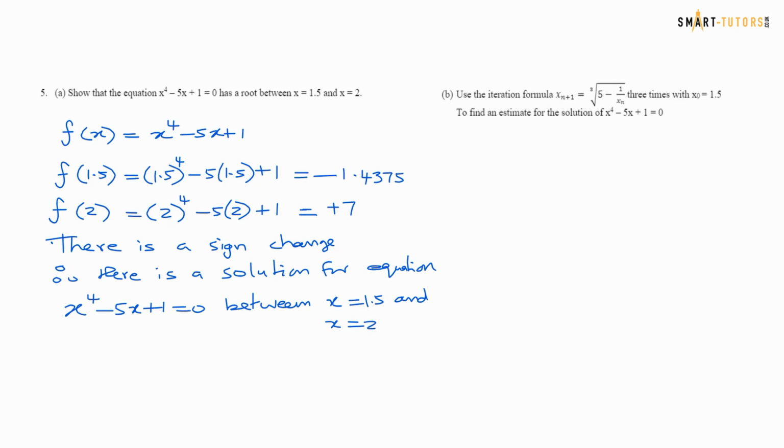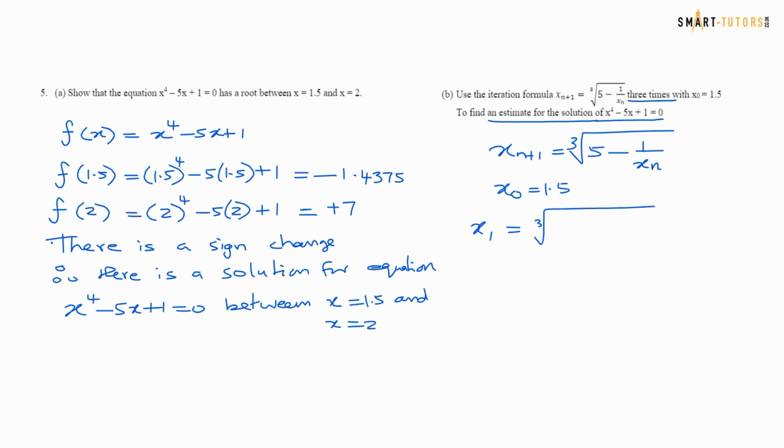B part: use the iterative formula x n plus 1 equals the cube root of 5 minus 1 over x n, 3 times, starting value x0 equals 1.5, to find an estimate solution for this equation. Basically we need to find x1, x2, x3, then conclude the answer. x1 equals the cube root of 5 minus 1 over x0, which is the cube root of 5 minus 1 over 1.5.